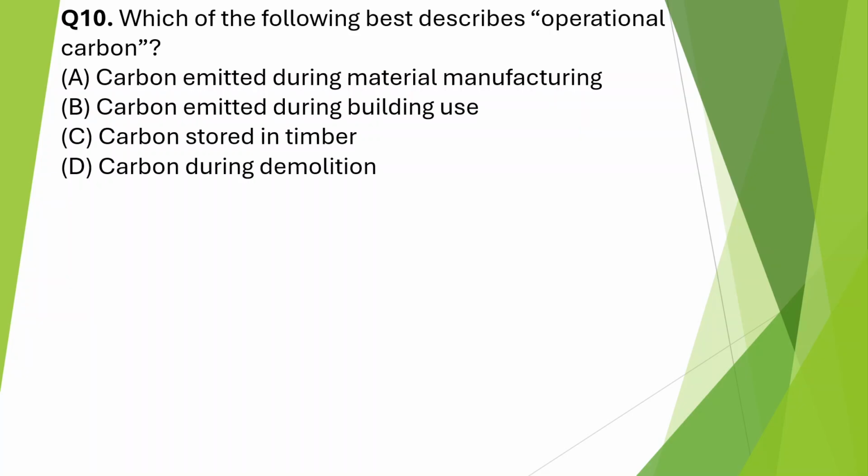Here is the 10th question, which is asking which of the following best describes operational carbon: option A, carbon emitted during material manufacturing, option B, carbon emitted during building use, carbon stored in timber, or carbon during demolition. Out of the 4 options, which do you think is the most appropriate answer for this question number 10? So kindly mention the question number first, then mention your option. That will be a better way for evaluation.